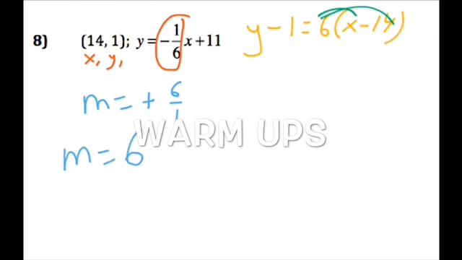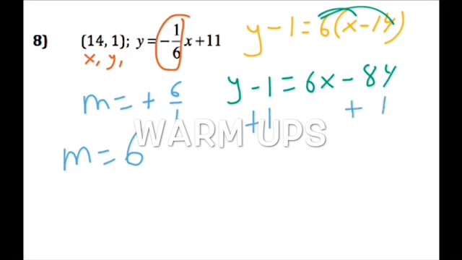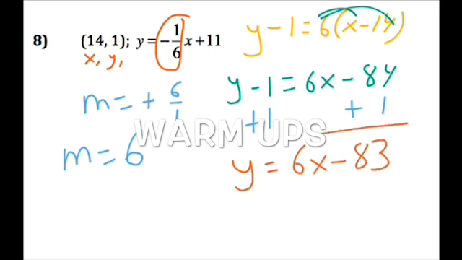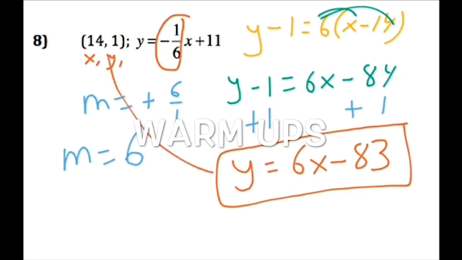We're going to distribute the 6 through. Y subtract 1 equals 6x minus 84. Now we're going to add 1 to both sides. So we get y equals 6x subtract 83. The two lines are perpendicular because they have opposite reciprocal slopes, and this line goes through that point right there, 4, 1.